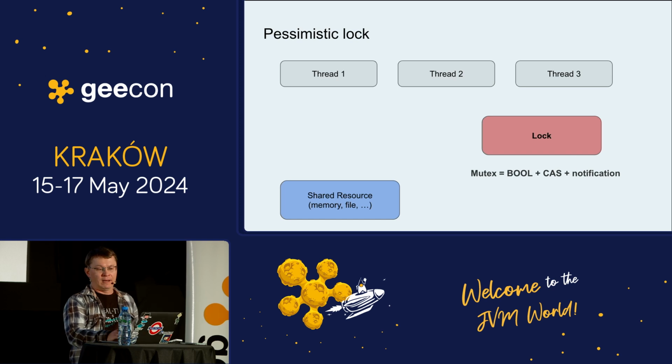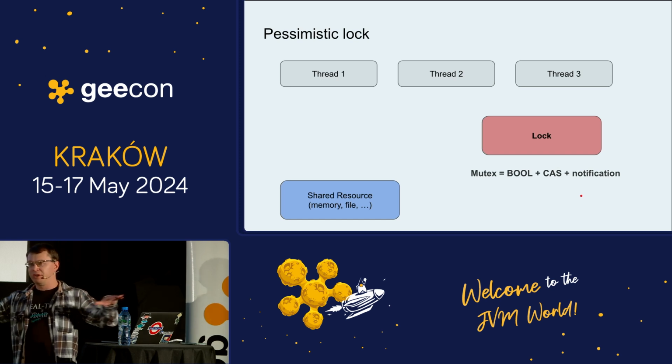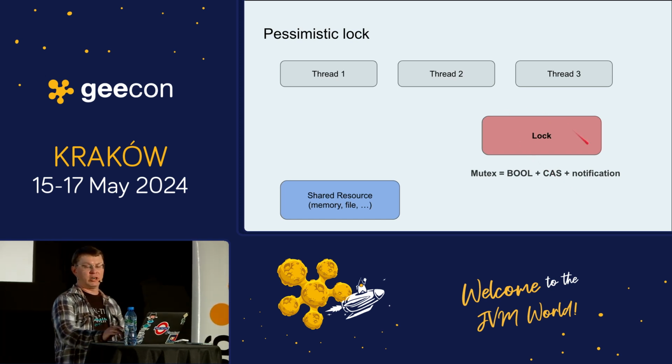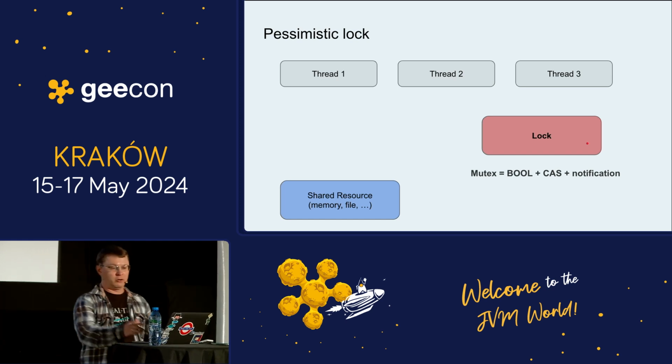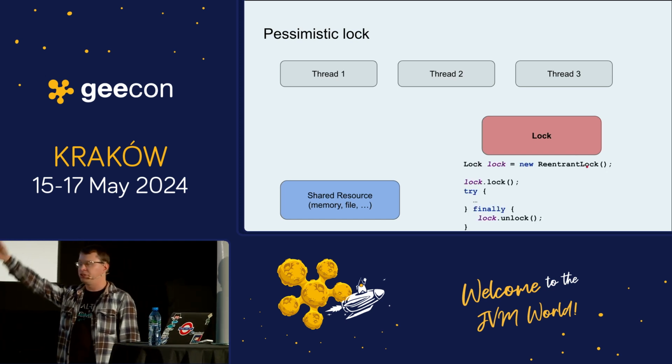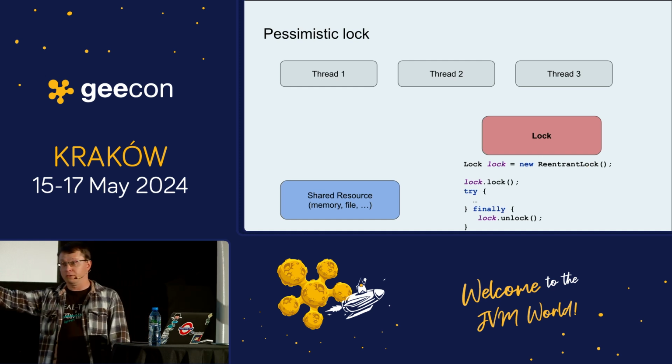When the thread unlocks and releases the mutex, those threads will be notified by the internal Java mechanism, and one of the other threads can continue to execute and take this lock. So this is what our traditional approach for locking looks like.